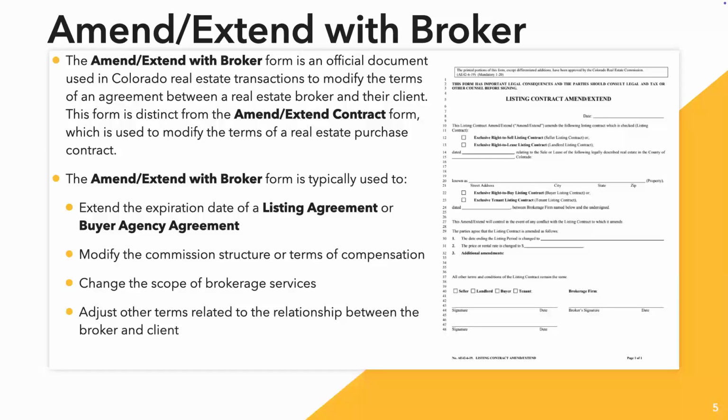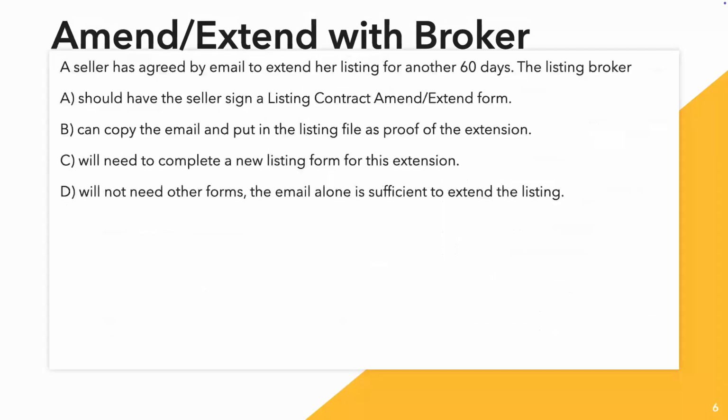But everything else, when we are changing how we are going to market after it's been written in the contract, or how we're going to serve our clients, or commission, or price, or insert anything here, that's all done in the exclusive rights, the listing and the buyer agency agreement. If we're going to change anything, it is done with this form. So let's look at some questions.